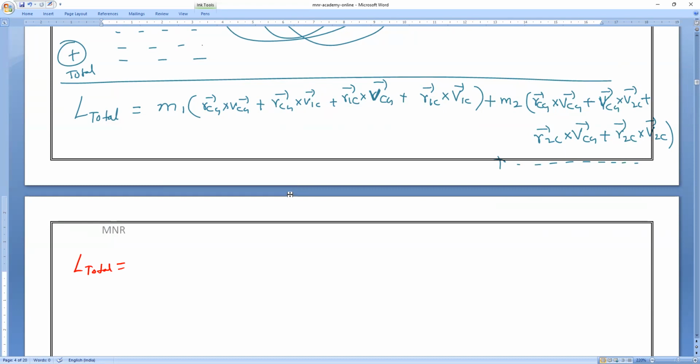Now if you observe very carefully here, first RC into VC, and next here also RC into VC, and everywhere M1, M2, M3. We all know that the sum of the masses, M1 plus M2 plus M3 and so on, equals what? Total mass. Am I right, guys? Can I write it as the total mass? Will you all agree with me?